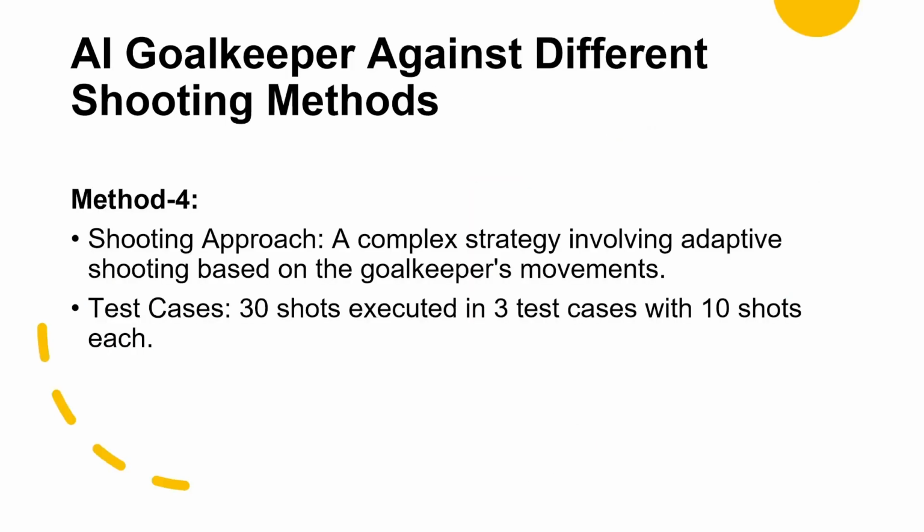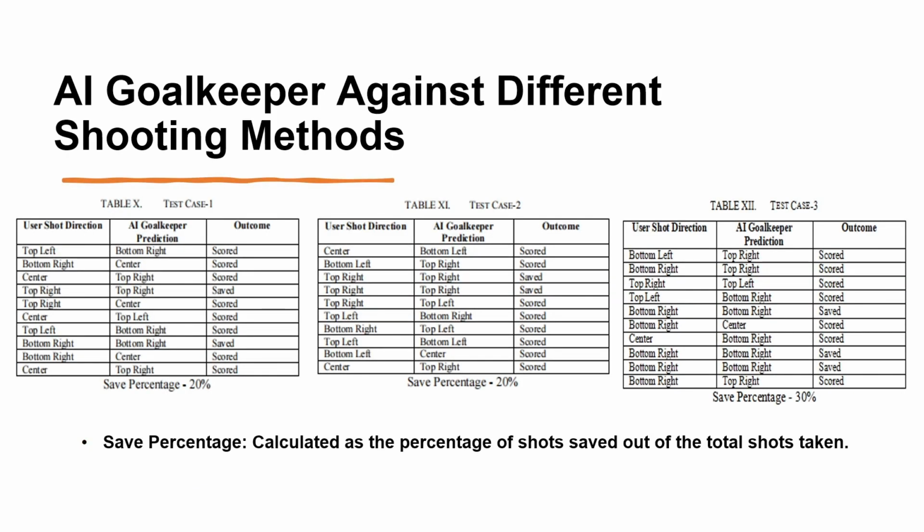Method 4 was an adaptive shooting method based on goalkeeper movements, where the first shot was random, then the following shots were at the places where the keeper last dived. Again, we took 30 shots where we divided 10 shots for each test case. As we look at the save percentages of shooting method 4, we see that it was more effective than shooting method 1 and shooting method 2, but less effective than shooting randomly, which is shooting method 3. This showcased the efficiency of shooting in random directions over all the other methods.